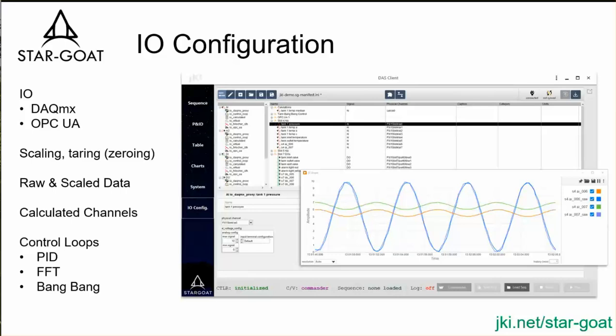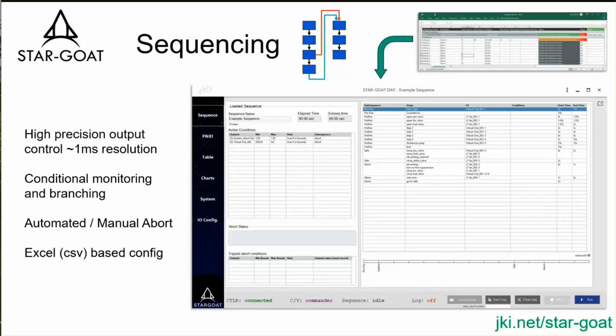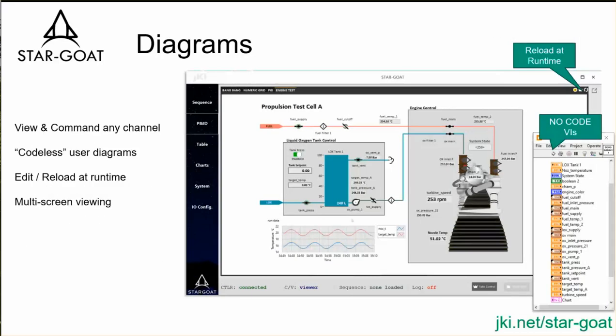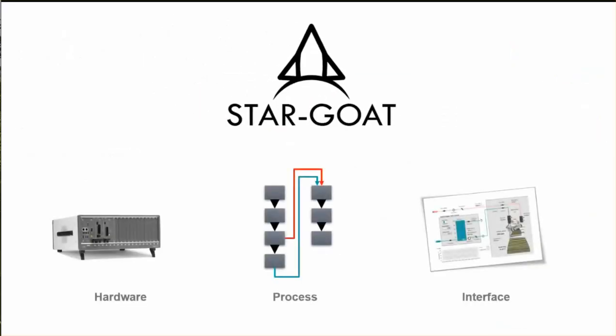Add all your DAQmx or OPC channels, configure all your scaling, pop out plots. We can do our high level sequencing. Users can customize their diagrams and make them using these no code VIs. And so this means that for a lot of our customers, if they just know their hardware, they can configure their hardware, they can write a script to do their process, they can do their interface, they can get this out and let JKI take care of a lot of the assurance.